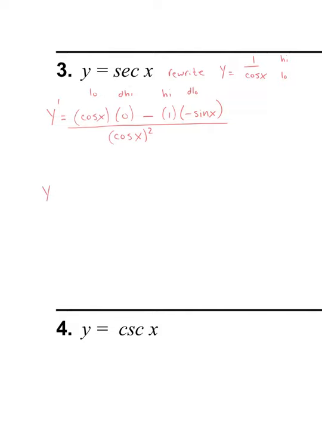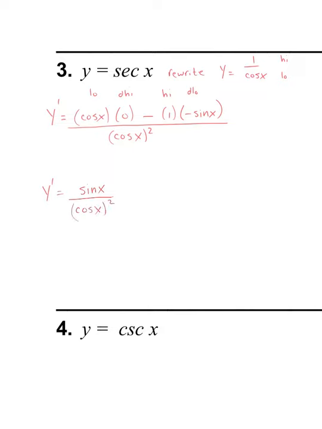All right, we simplify each term in the numerator. This term is gone. It's times 0. Over here, we have a negative and a negative, so that's positive. And 1 times the sine is just the sine of x. On the bottom, we have cosine squared of x.